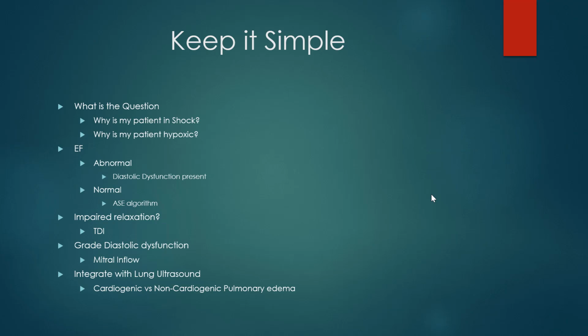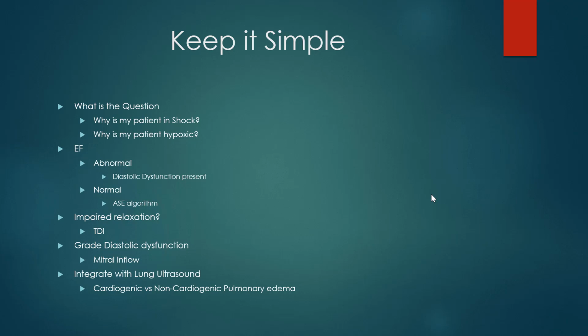Now, let's try to keep it simple. So this is kind of my approach to diastolic dysfunction. First of all, I ask myself, what is the question? Why is my patient in shock? If that's the question, I'm going down a certain type of reasoning. The other question might be, why is my patient hypoxic? And again, you may have both of these things, but both can be assessed using diastolic dysfunction as a pathologic finding that may be contributing to it, right?